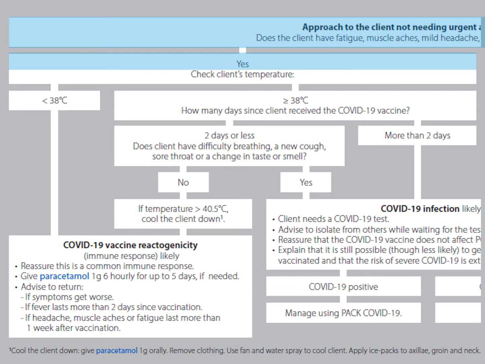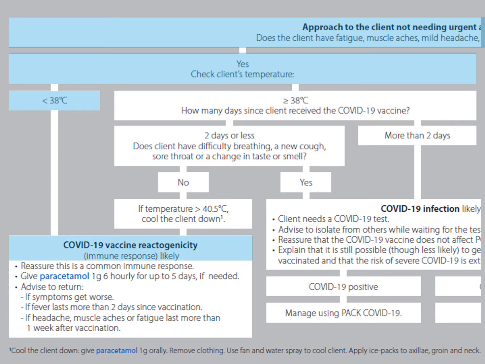It starts with a prompt to check the client's temperature. If it's less than 38 degrees, we'll continue down the far left-hand side of the algorithm, which indicates that it's most likely that these symptoms are due to vaccine reactogenicity or part of an immune response. We'll explain this more in detail in a moment. The guide then directs you to manage this in the following ways.